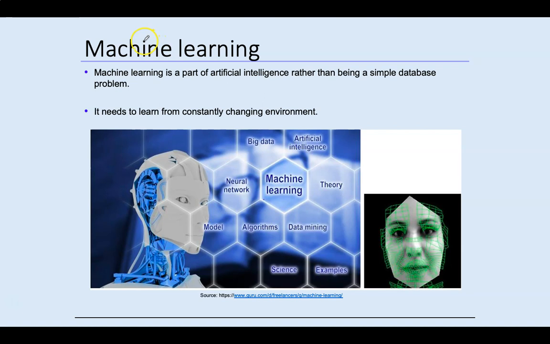As I said, machine learning is a kind of learning, where we try to upgrade each and everything we have done. It is a core transformative way of rethinking everything we are doing. Machine learning is a part of artificial intelligence rather than being a simple database problem. It needs to learn from a constantly changing environment.